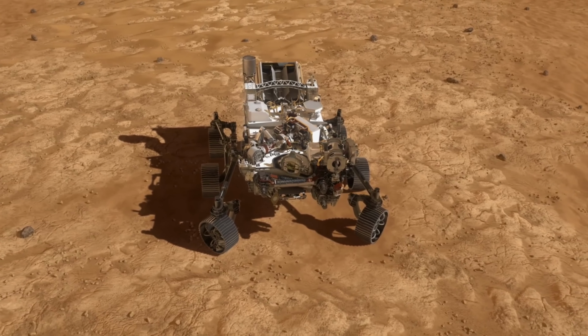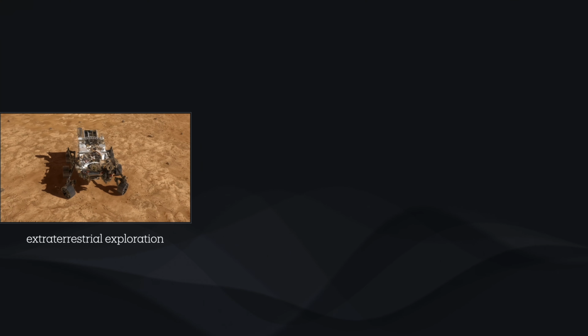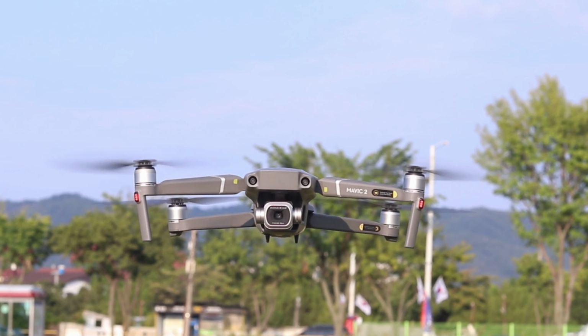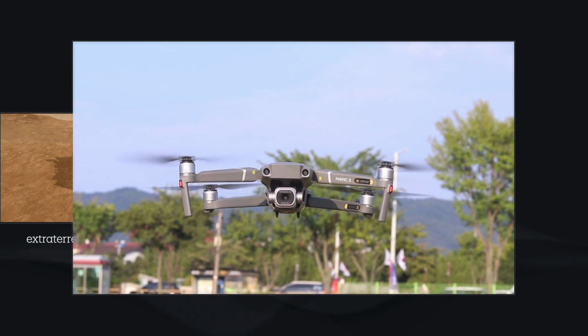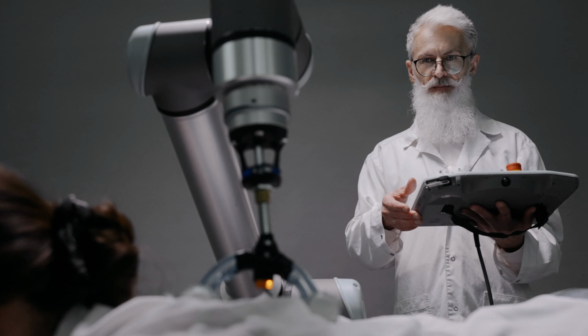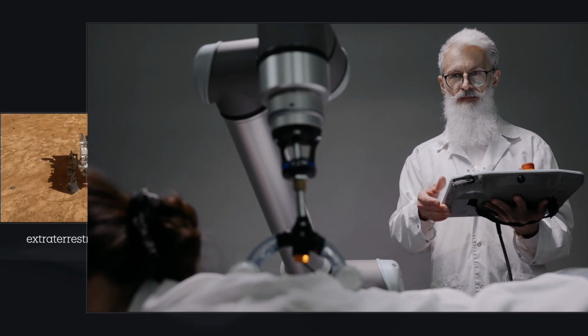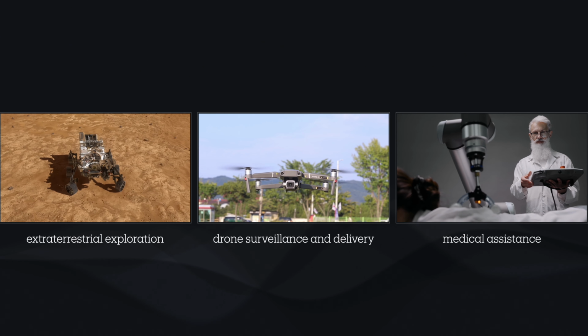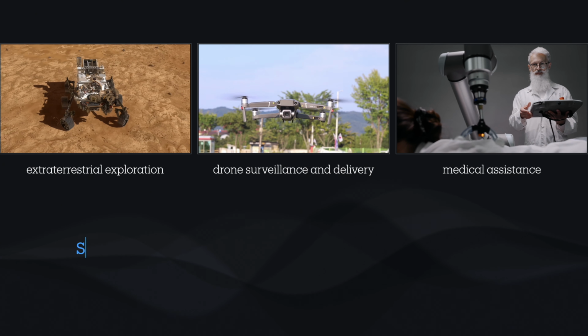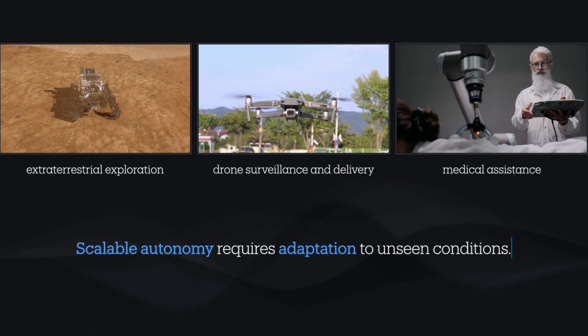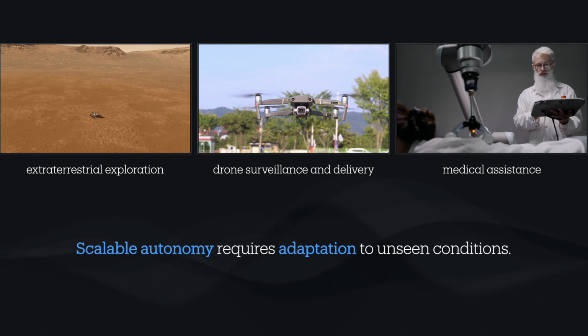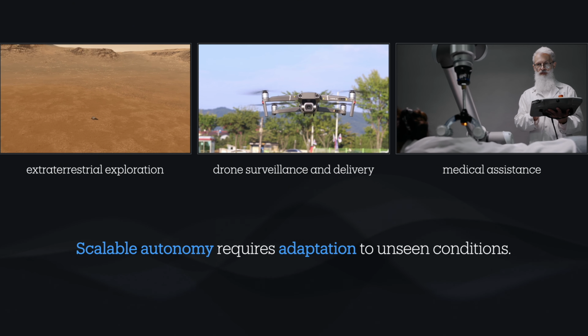So robots that explore space for us, robots that are actually on Earth doing surveillance and delivery, and other robots that help us in the medical field. All of these have things in common. All these systems need to scale their autonomy stack by adapting to different unseen conditions. But there are several requirements to do so.